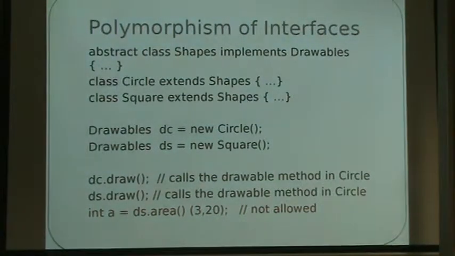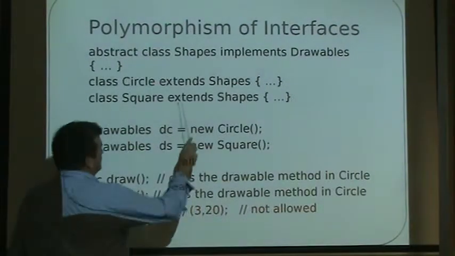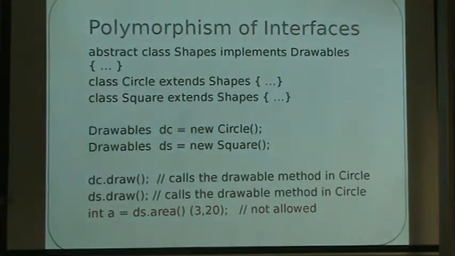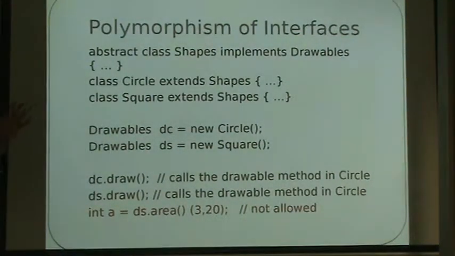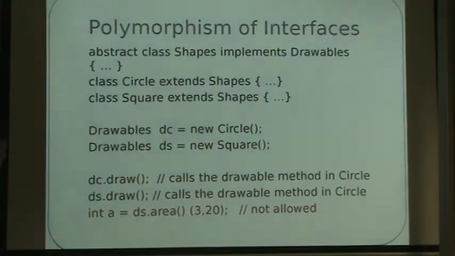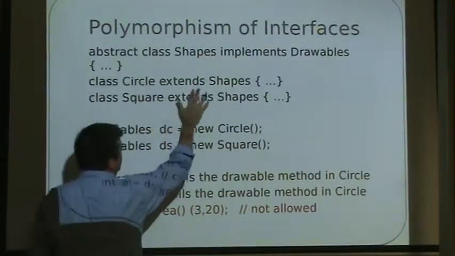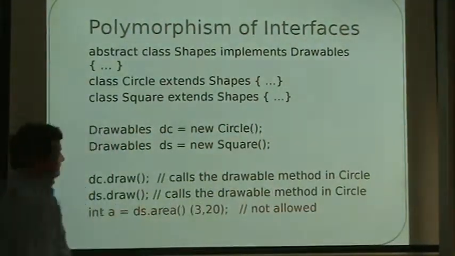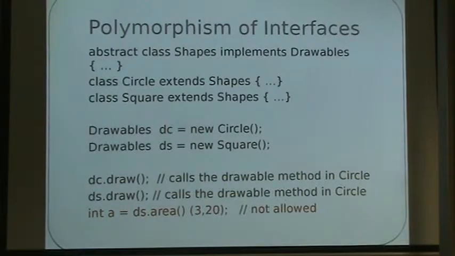Another example, just to not keep going over the clock radio example. Suppose we had an abstract class called Shapes, which implements an interface called Drawables, and Drawables are any shape that you could draw, and maybe it has methods about drawing it. And then we had a class called Circle, which extends Shapes, and a class called Square, which extends Shapes. So those are specific types of shapes.